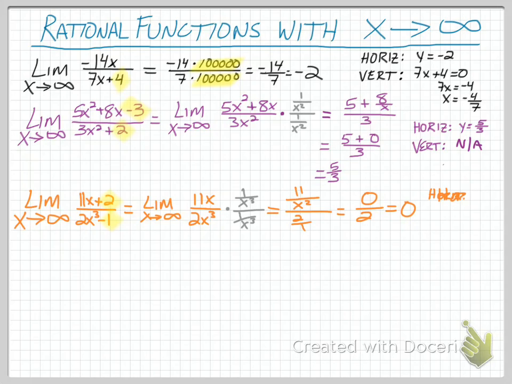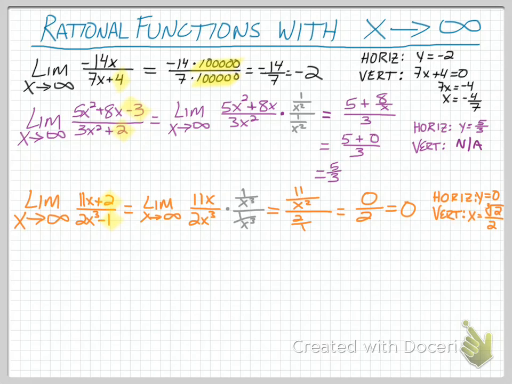Horizontal asymptote is 0. And our vertical asymptote, if we were to work this out, and you can do this on paper, you set that denominator equal to 0, you'd get the cubed root of 1 over 2, and when you rationalize that, you get a vertical asymptote of cubed root 2 over 2.